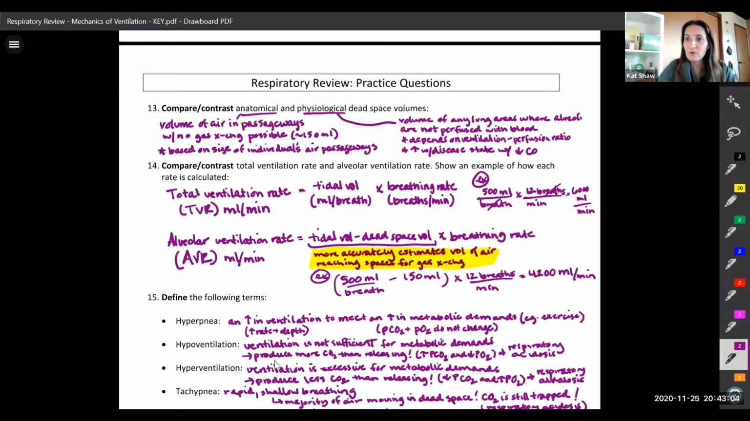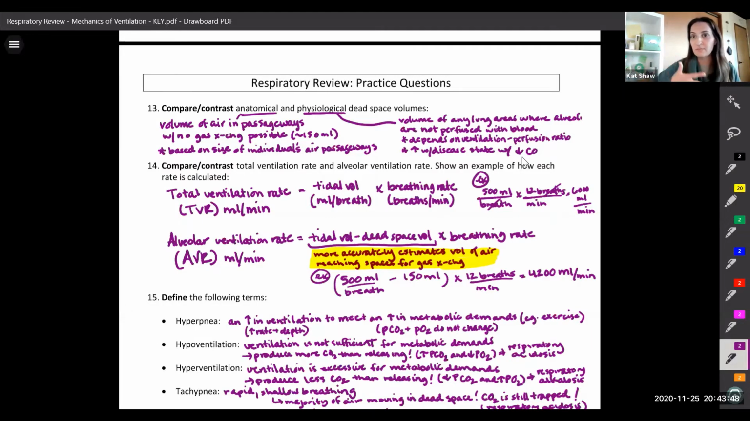Physiological dead space is even more variable. Particularly so for individuals that have cardiovascular issues. So this is the volume of any lung area where alveoli are not being perfused with blood. Right? And so this means that the perfusion for the individual is not normal. So typically we're going to see an increase in this physiological dead space area within the lungs for individuals that have any type of cardiovascular disorder that is decreasing their cardiac output. Right? So that could be congestive heart failure, for instance.